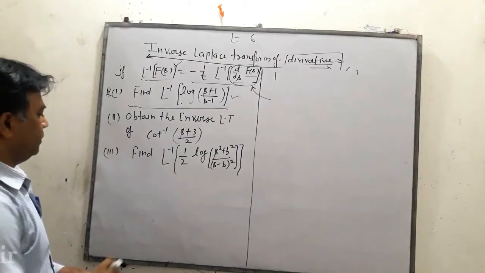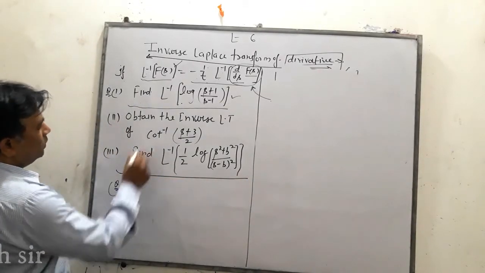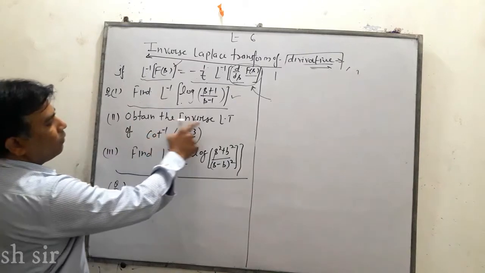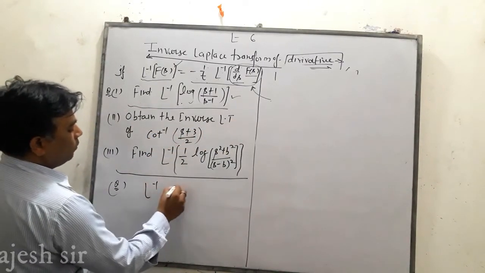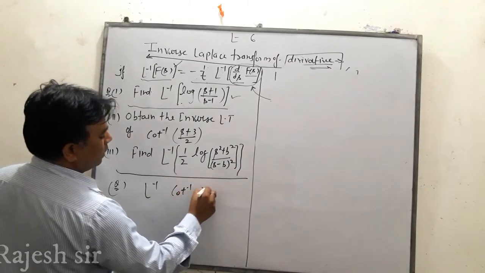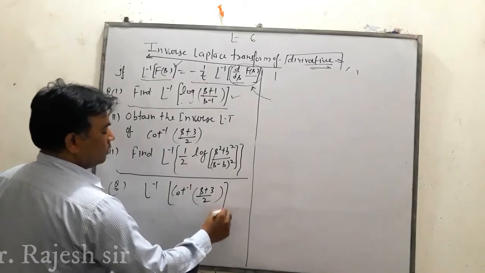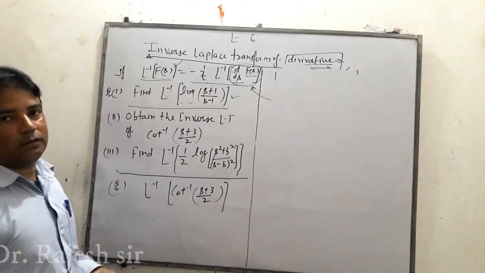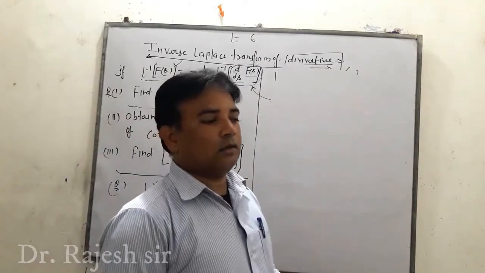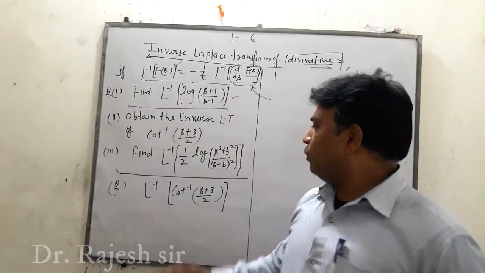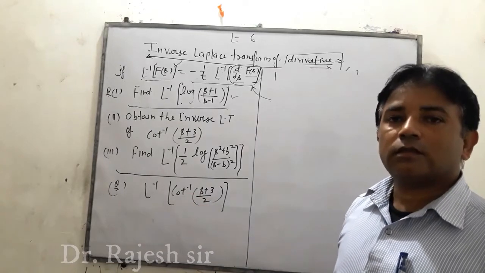Question number two. Obtain the inverse Laplace transform of this: L inverse of cot inverse of (s plus 3) upon 2. I am again asking you, do you know the formula for this question, to get the inverse Laplace transform?